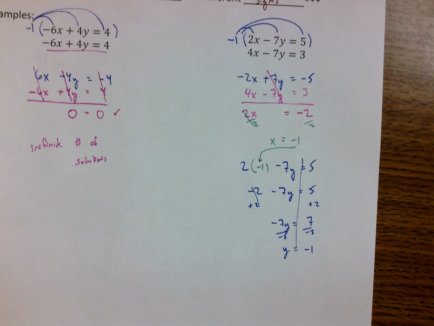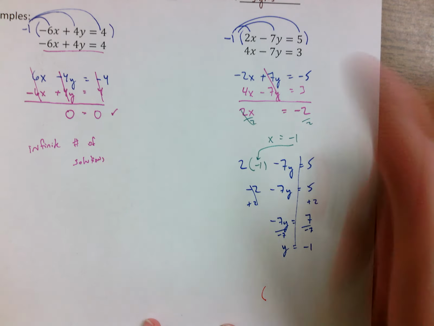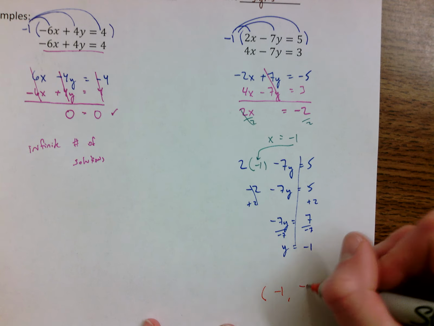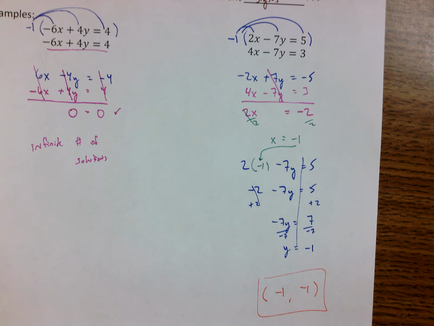Okay, and then last but not least, don't forget, you just got to make sure that you write your final answer. Make sure you write it as a point, and you need it to go X and then Y. So they have to go alphabetically. So this guy first, then this guy. And that's our answer. That is the pair of numbers that will make both of those equations true.